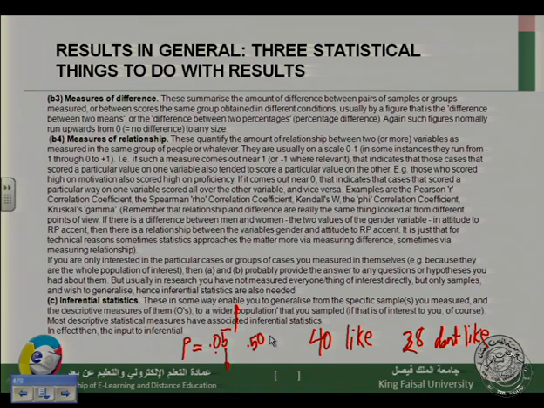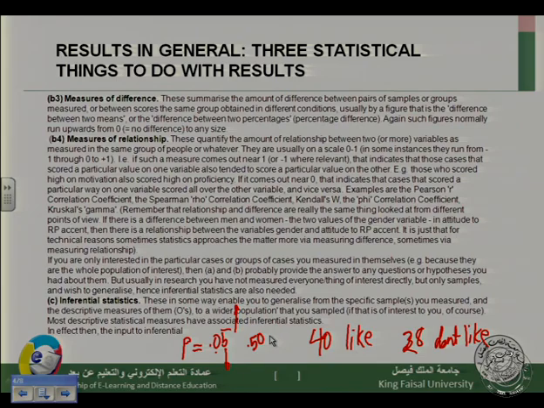Or let's say that you want to prove that if you are young, you are going to learn English faster than those who are older in age. So the relationship between age and learning English. You want to see, is there a relationship between age and learning English? So this is called measure of relationship.